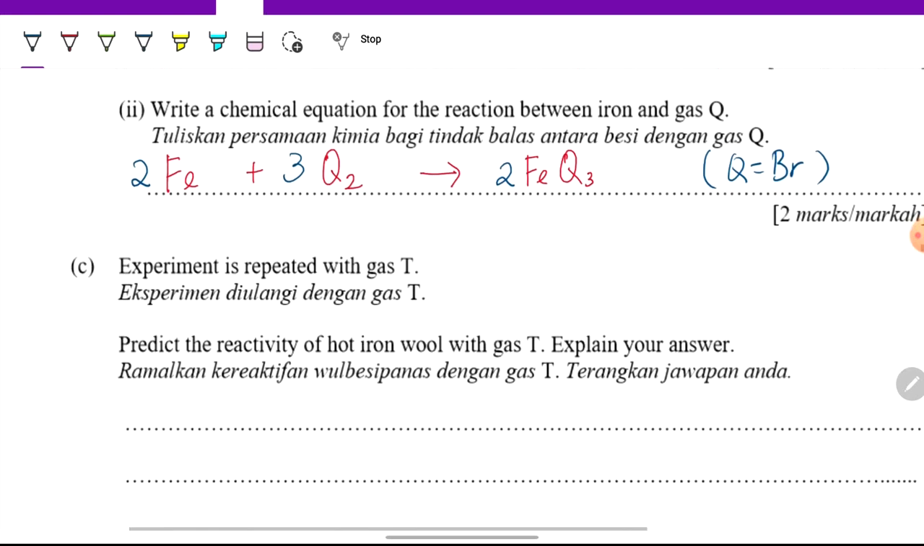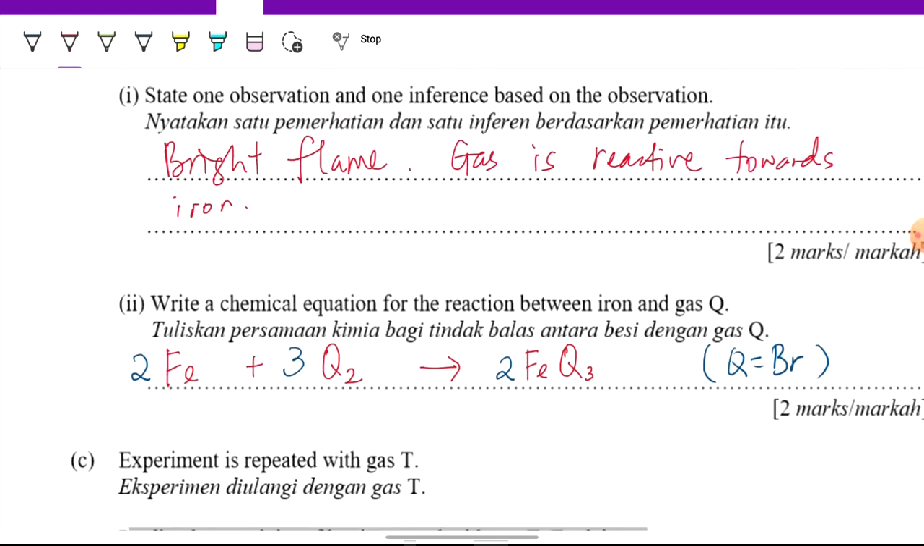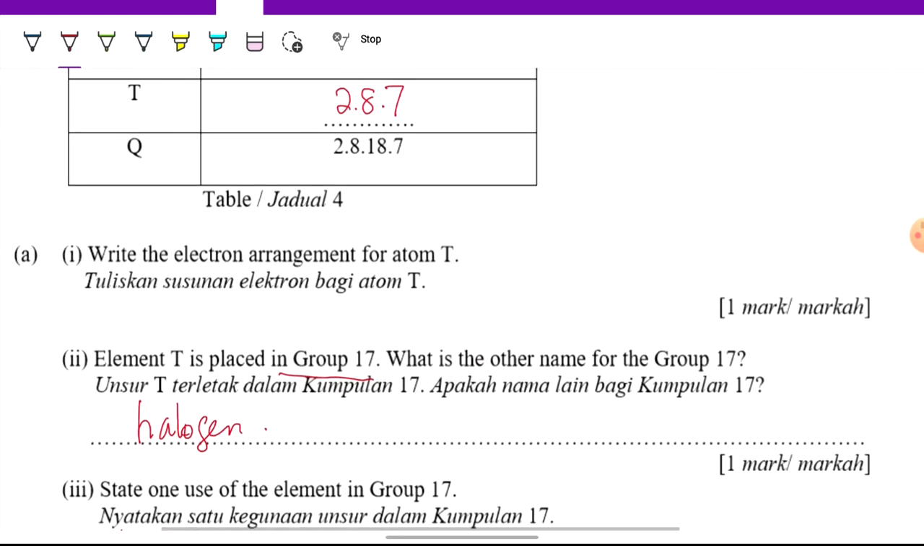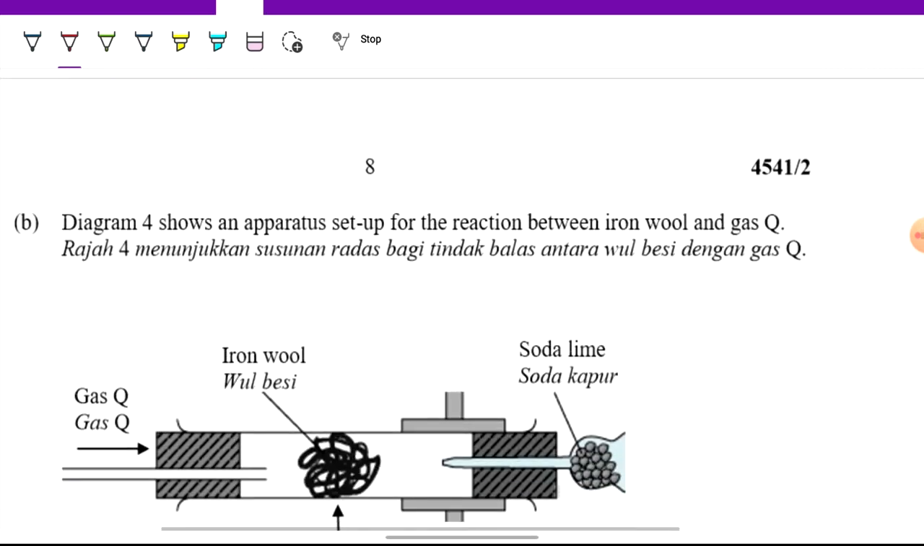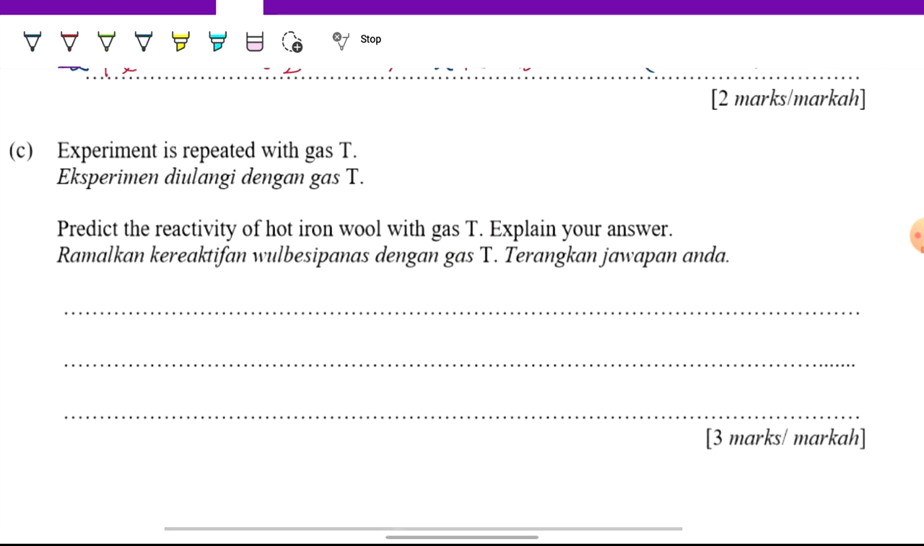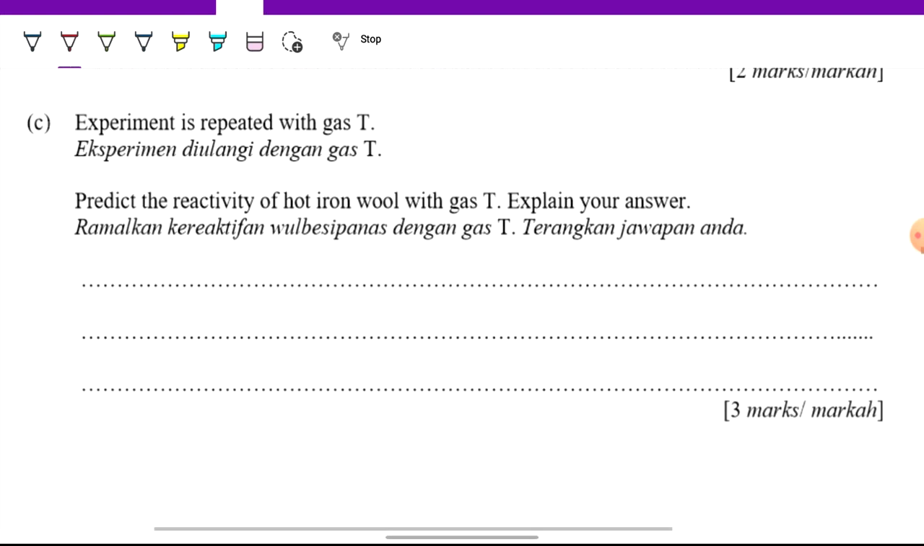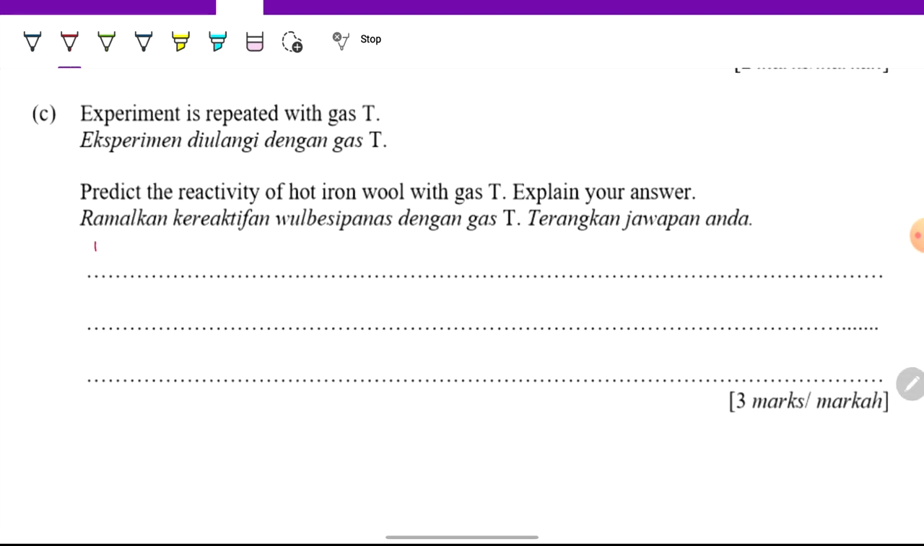Okay, now the experiment is repeated with gas T. So predict the reactivity with the hot iron. You have to know that for group 17, the reactivity decreases going down the group. Meaning that T will be above Q, so T will be more reactive. So predict the reactivity: more reactive.